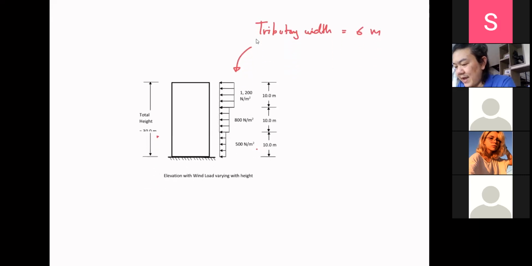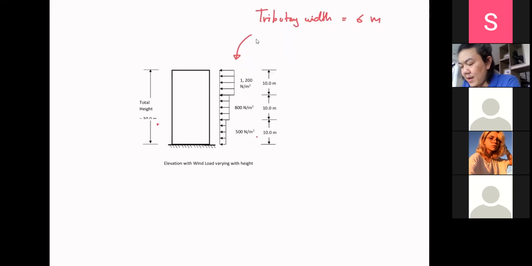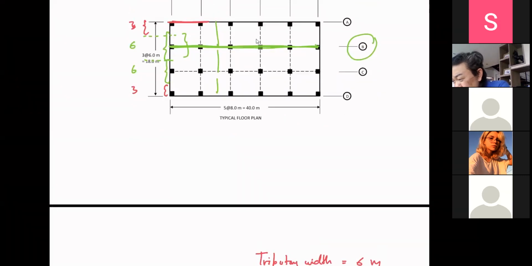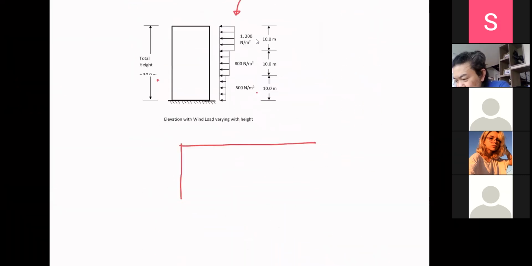So this is a piece of cake. Now, I wouldn't mind if you don't draw the frame in grid B extremely correctly, because I only care about the load when I ask this. But if I am going to draw this correctly, how many columns do we have? 6, right? 1, 2, 3, 4, 5, and then 6.